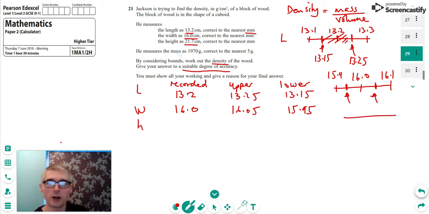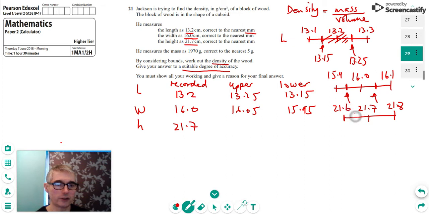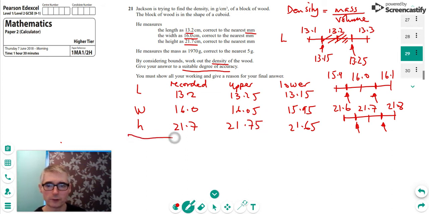So we've got a number line, and our recorded value is 21.7. Here it is, 21.7. The value just above is 21.8, and the value just below is 21.6. And so these are our boundaries. Our lower bound here is 21.65, and our upper bound is 21.75. So having got those values, what we then need to do is calculate what the volume is.